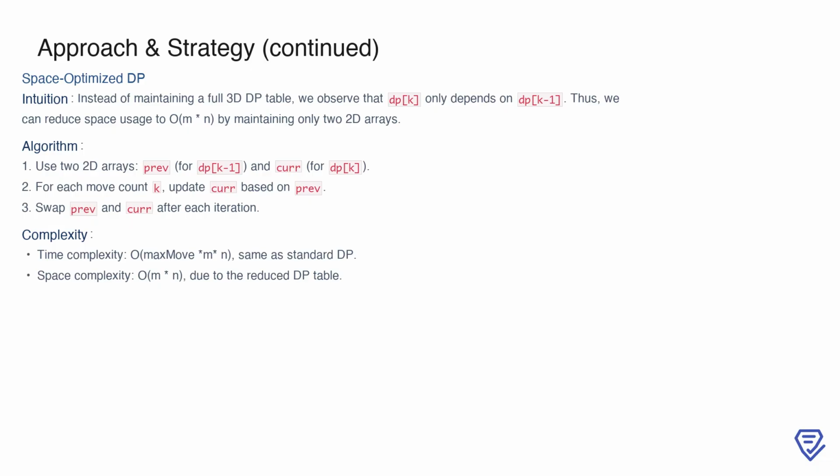This optimization reduces the space complexity from O(max move * m * n) to O(m * n), while maintaining the same time complexity of O(max move * m * n). This makes the solution much more memory efficient, particularly for larger grids or higher limits on the number of moves.